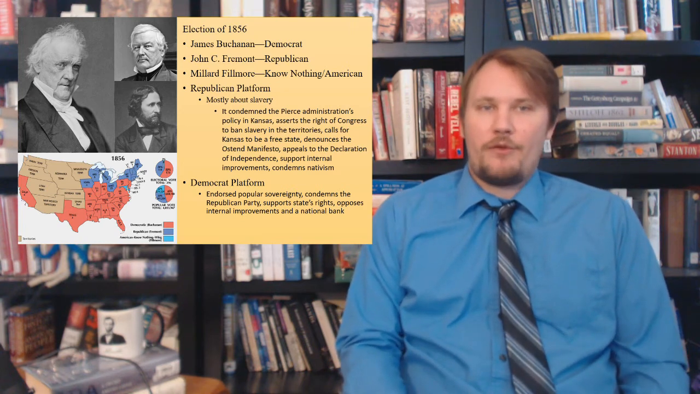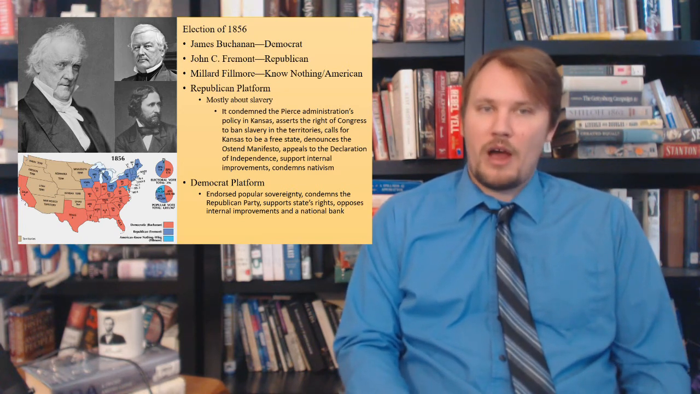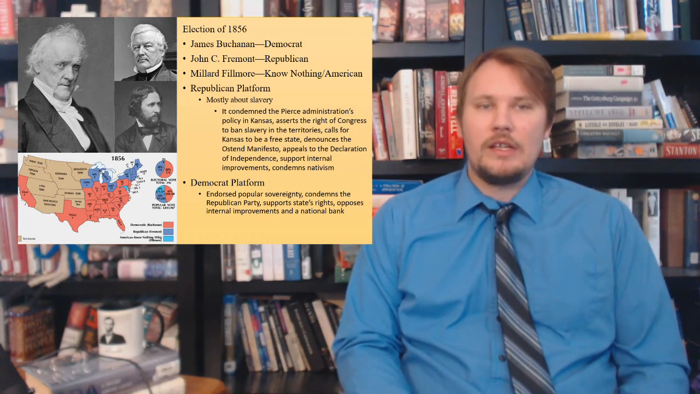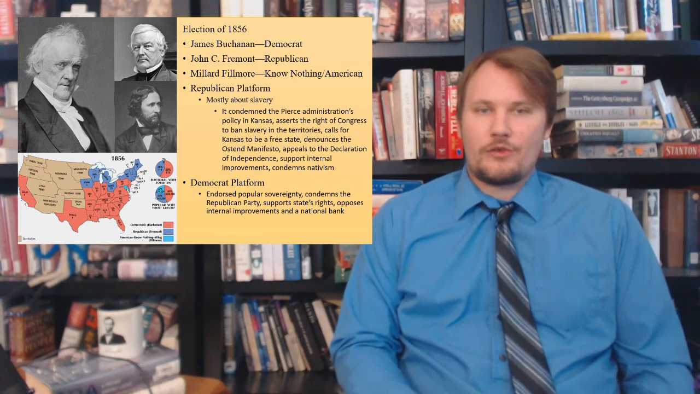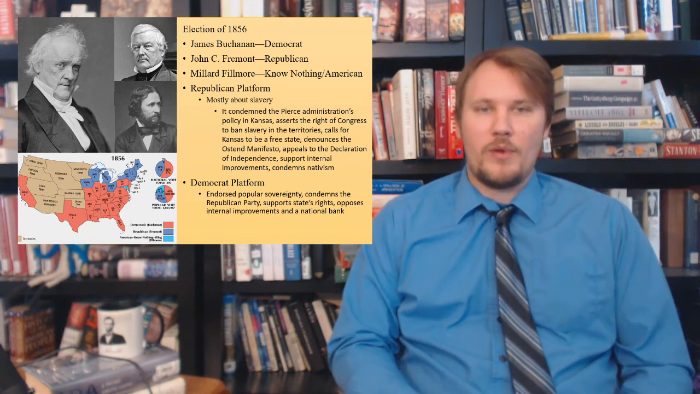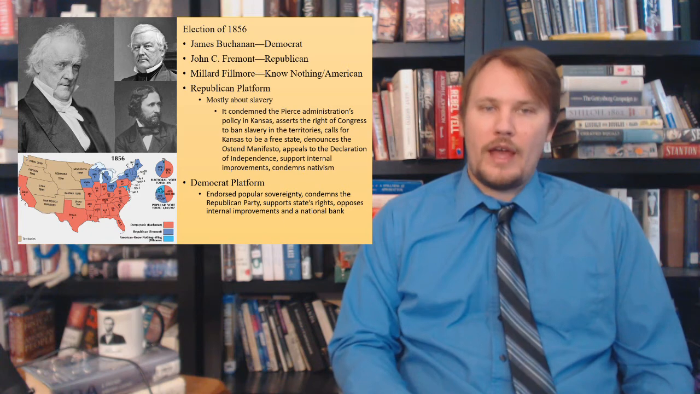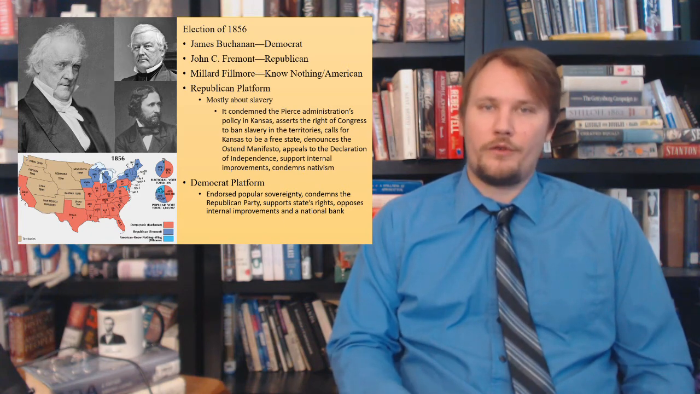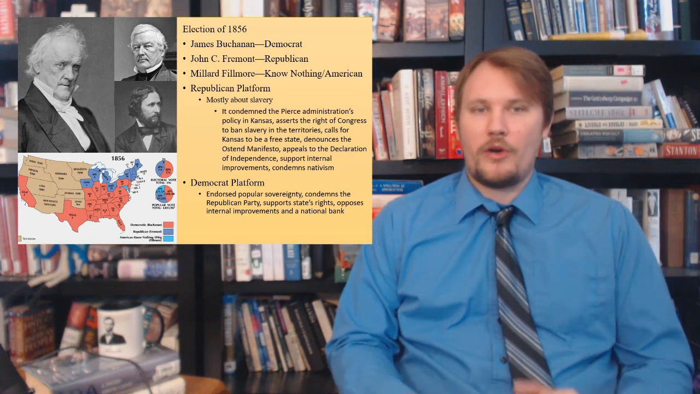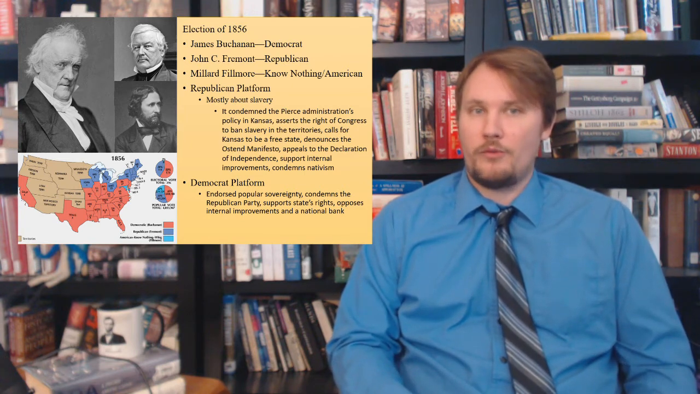The Democrat platform in 1856 endorsed popular sovereignty. It condemned the Republicans as a sectional party. They endorsed states' rights and a limited power for the federal government. They called for no federal aid to internal improvements, and they called for no national bank. The Know Nothing Party, or the American Party, also ran a candidate, Millard Fillmore.